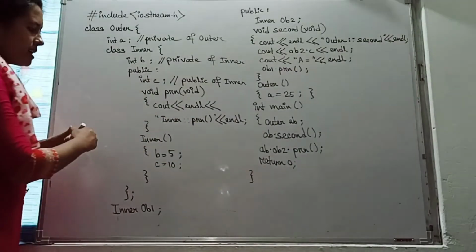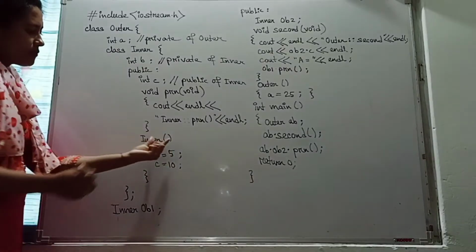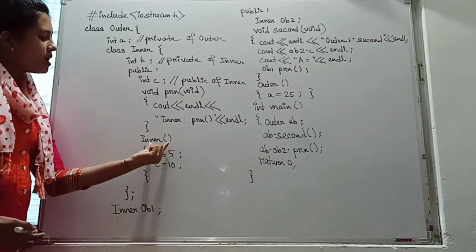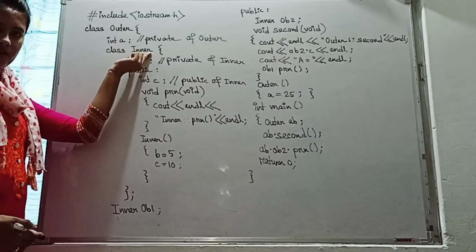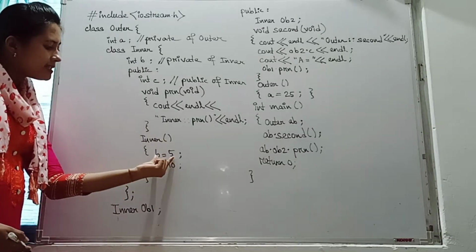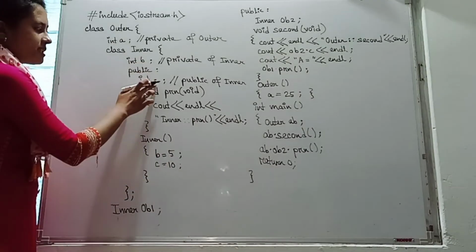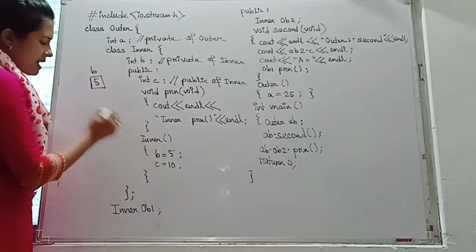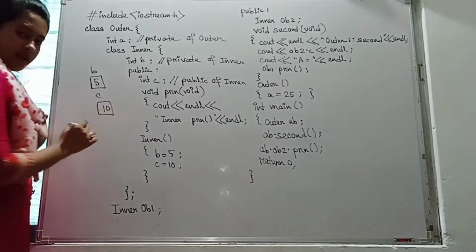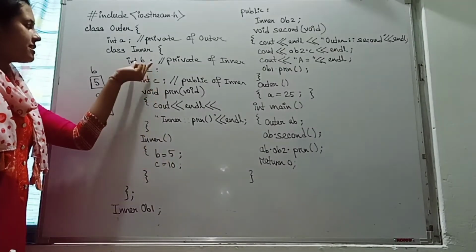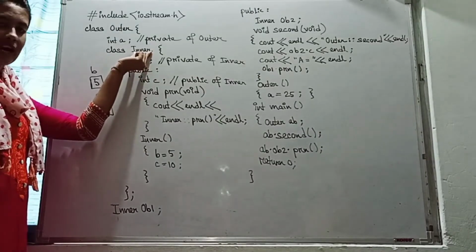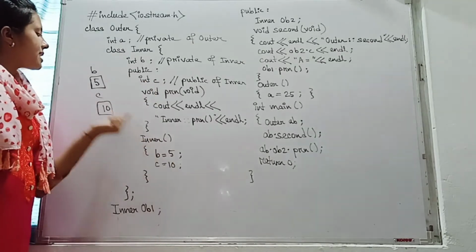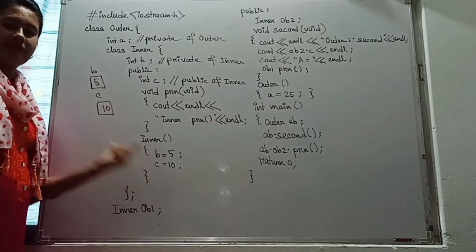Now you see here, this inner is defining a constructor. Basically constructors we will discuss in our next chapter. This is a constructor of inner, initializing the two variables, one private, another public. So B is assigned the value 5 and C is assigned the value 10. This B is a private member of the inner class, and this C is the public member of the inner class.